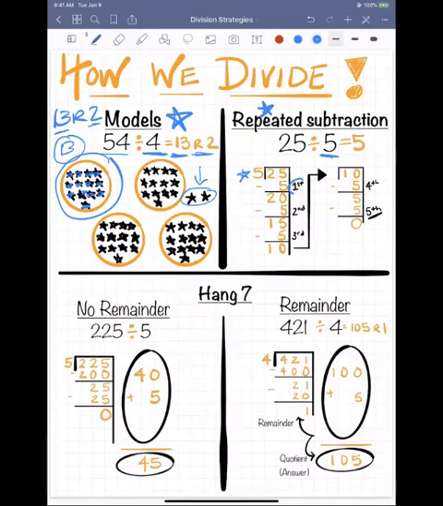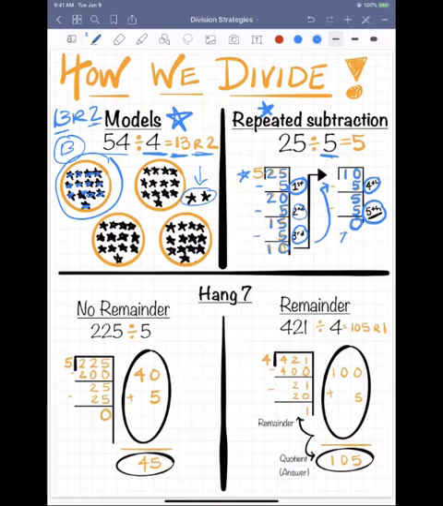I take 5 away for the first time. 25 minus 5 gives me 20. I take it away for the second time. 20 minus 5 gives me 15. Take it away again for the third time. 15 minus 5 gets me to 10. I move my problem over so that we can have more room, so I'm still at 10. I take 5 away the fourth time, and that leaves me with 5. And I take it away one more time for the 5th time, which gets me to 0.